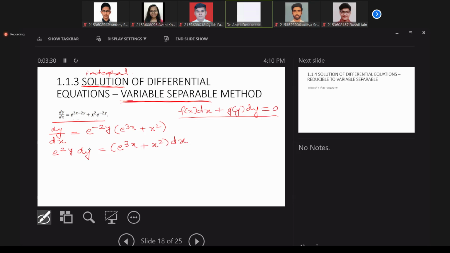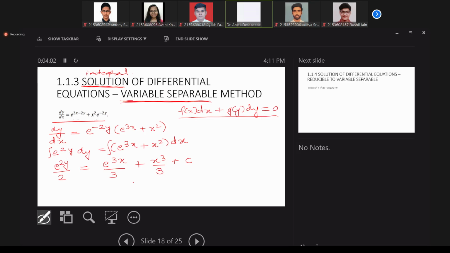So now this has become in the variable separable form. Once it has become in the variable separable form, simply we are going to integrate and report the solution. Now all of you know the integration of e raised to 2y: e raised to 2y divided by 2. Likewise, this side, e raised to 3x divided by 3 plus x cube divided by 3. And because this is an indefinite integral, you will add the constant of integration. So that's it. Now at this point of time, we have solved the differential equation.